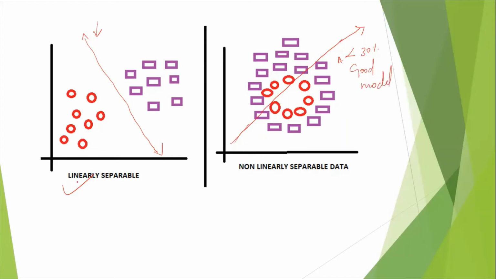Like I've told you, every time we won't get data in this form, which can be separated with a boundary. We can also get data like this, which cannot be linearly separable. So what can we do in this situation? Is there any way? SVM gives us a way for this.